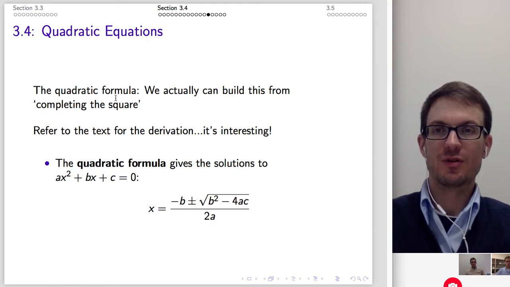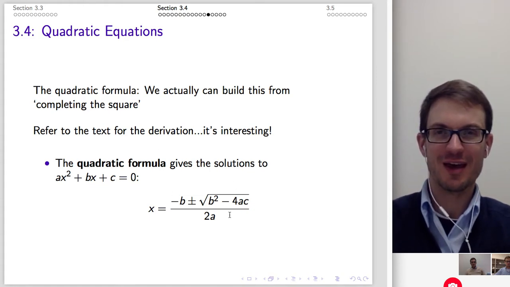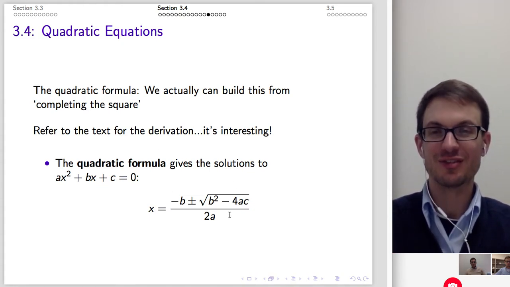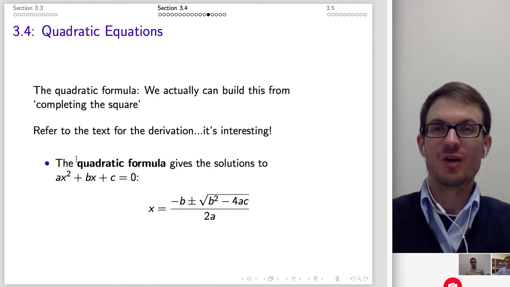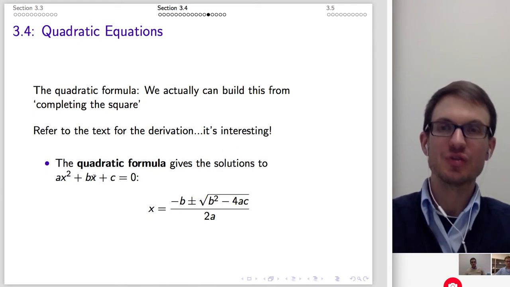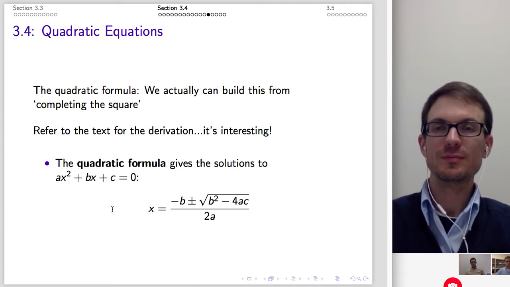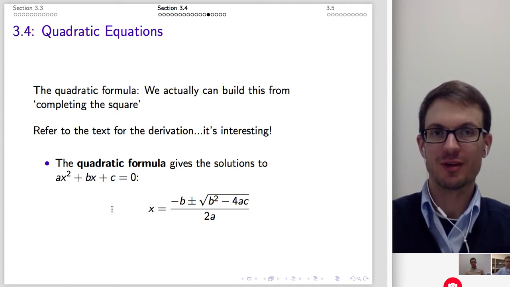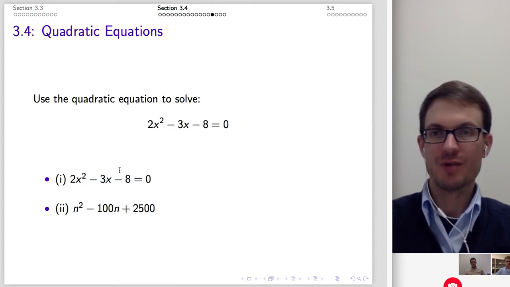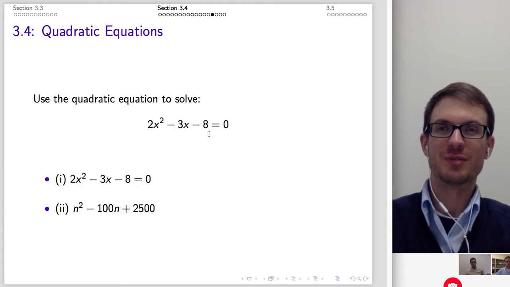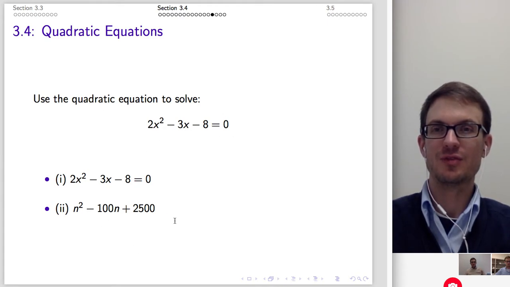All right, so the text gives a nice derivation of where this thing comes from. Let's not bother with that, but it's worth reading through. It really is. It's kind of cool. All right, the quadratic formula is going to give us x values, solutions to this equation. This is useful if we're not able to factor something, or if it's prohibitively costly to factor. So use the quadratic equation to solve something like this, and then use the quadratic equation to solve something like this. So solve this first one, and then solve the second one using the quadratic equation, right?